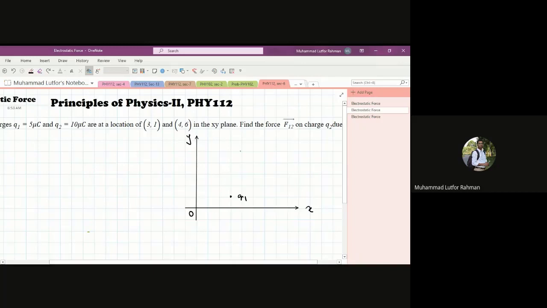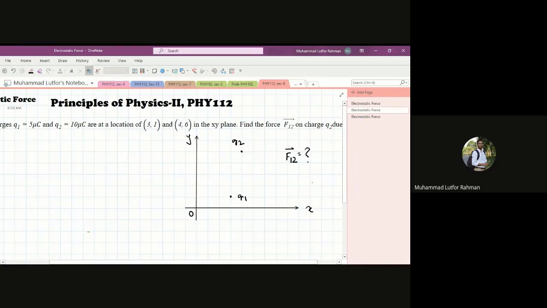I'm not drawing over here, so I have to draw the force diagram. That's why I choose this as the Q2 location, for simplicity. Then we find the force on Q2 provided by Q1. They asked me to find that one: the force on 2 provided by 1. What would be that force?